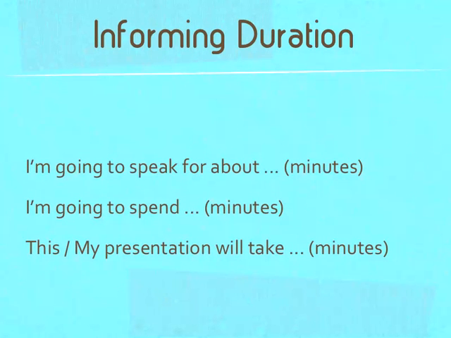After you inform the purpose of your presentation, you also have to inform your audience about the duration. You have to tell your audience how long they are going to listen to you. I'm going to speak for about 5 minutes, or I'm going to spend 10 minutes of your time. This presentation will take 20 minutes, or my presentation will take 15 minutes. This is the way you inform your audience about the duration of your presentation. And your audience actually have the right to know how long they are going to sit and listen to you.